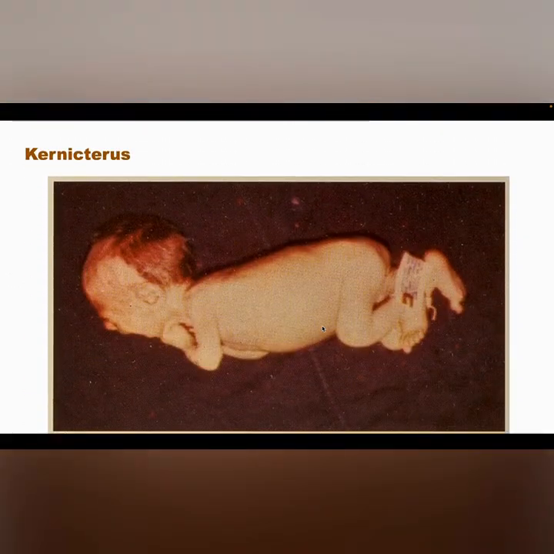Kernicterus, jaundiced baby, fetus. Basal ganglia: bilirubin is accumulated in the basal ganglia and produces severe jaundice. The blood-brain barrier is not developed, so the bilirubin crosses the blood-brain barrier, enters the basal ganglia and is deposited over there, causing the kernicterus.